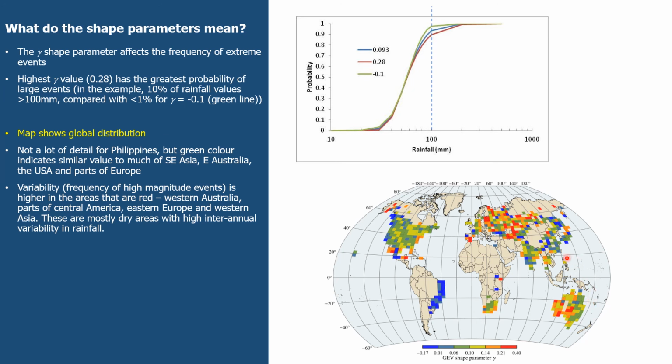So in the Philippines, we've got a greenish color here, implying slightly lower variability, lower frequency of extremes than we might get in certain other areas. Doesn't mean that extremes aren't still present in the Philippines, but the distributions have lower standard deviation. The distributions are less variable than when you have higher values of the shape parameter.